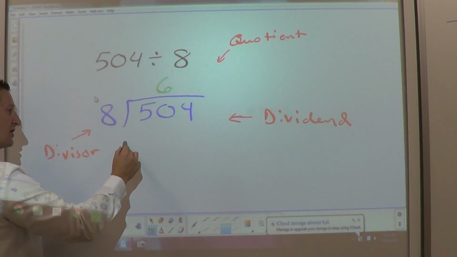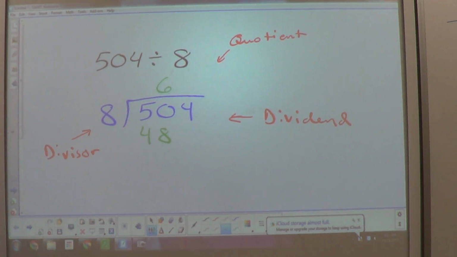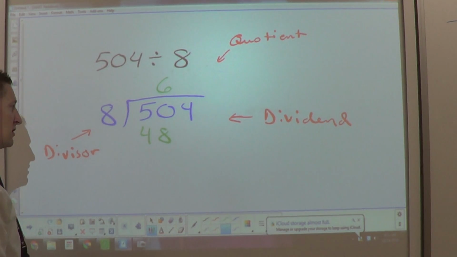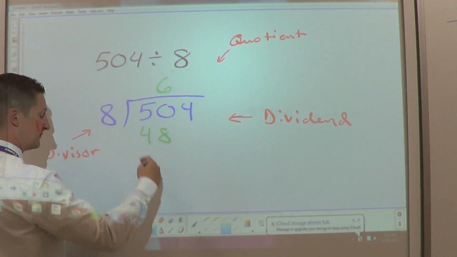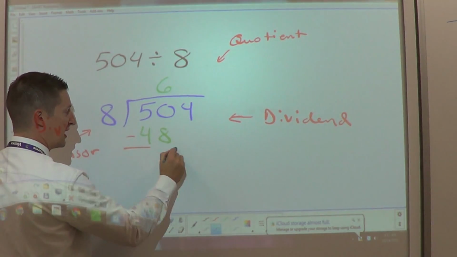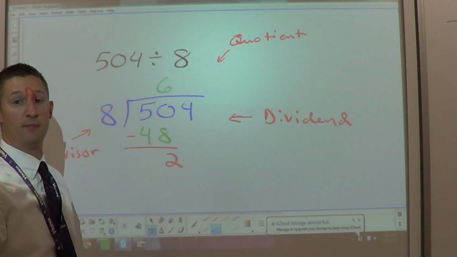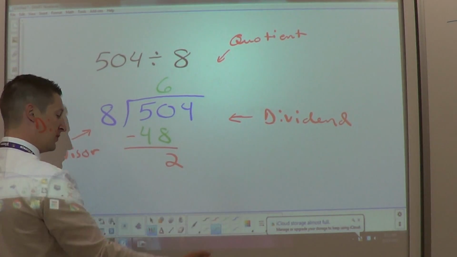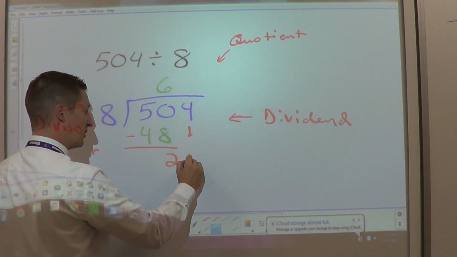6 times the divisor 8 and I get 48. I write it underneath the 5 and the 0 there in the hundreds and the tens place. Now my next step that you learned was that we need to then subtract. So I take 50 minus the 48 that I have underneath, and I have 2. The next step then is I bring down the next number in my dividend. In that case, that'd be a 4. So I'm going to drop the 4, put it right there.